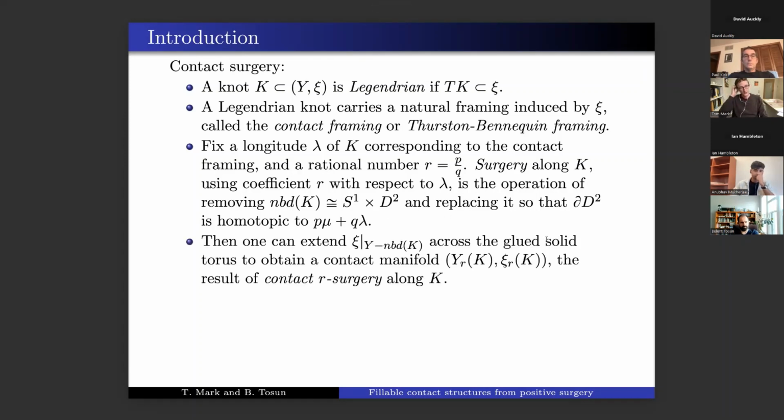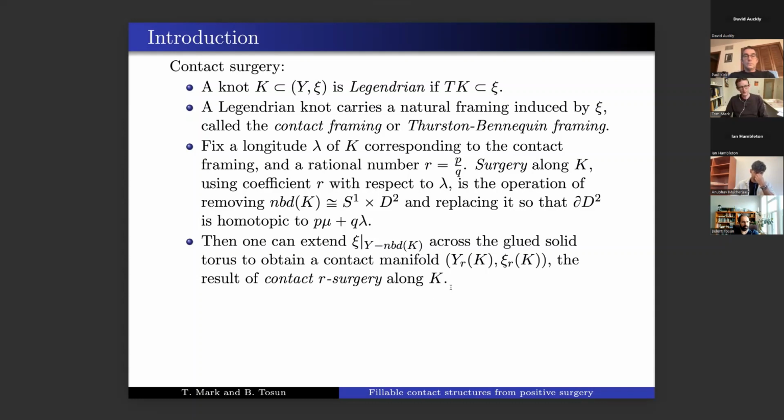Now, the point is that if you're talking about a Legendrian knot in a contact manifold, and you choose your neighborhoods appropriately, then if you restrict the contact structure to the complement and do the surgery, you can always extend it back over the new solid torus in some way. What you get is called the contact R surgery.